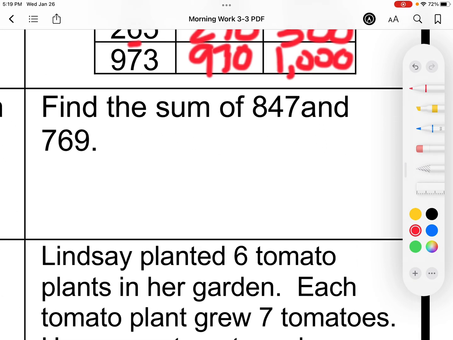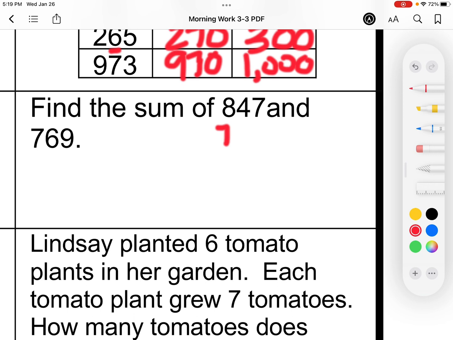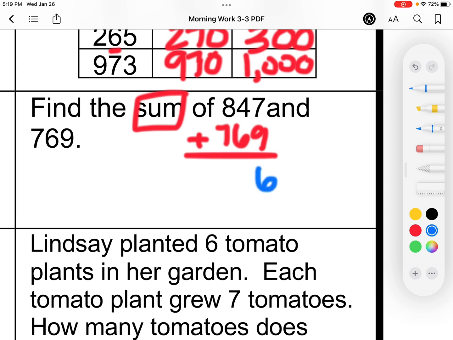Find the sum of 847 and 769. We're going to stack those, and the word sum shows us that we're going to add. 7 plus 9 is 16, carry the 1. 1 plus 4 is 5, plus 6 is 11, carry the 1. 1 plus 8 is 9, plus 7 is 16. So we have 1,616. To check it, we're going to go bottoms up.